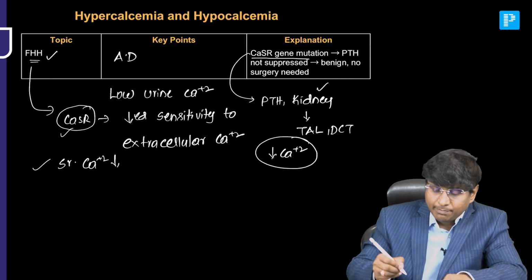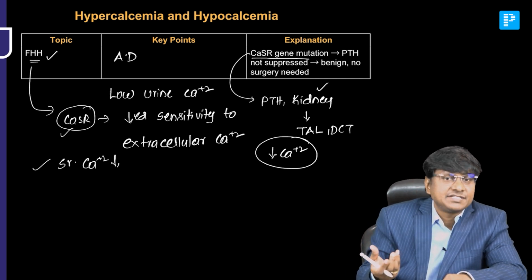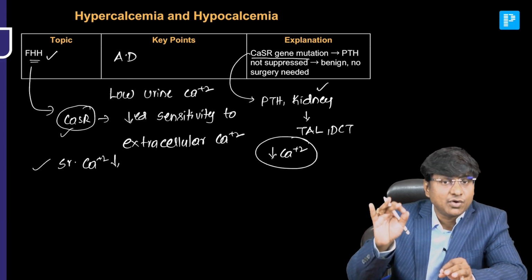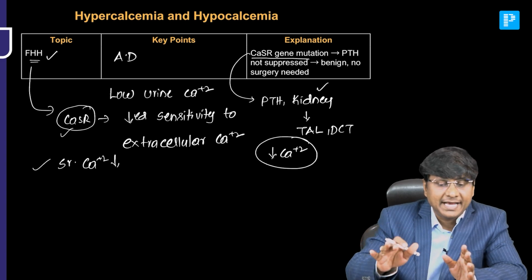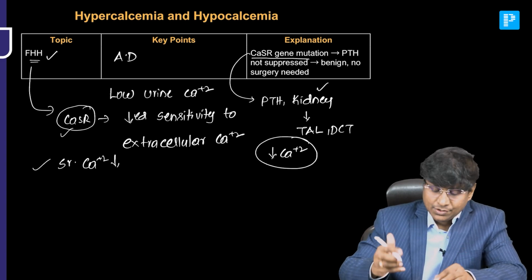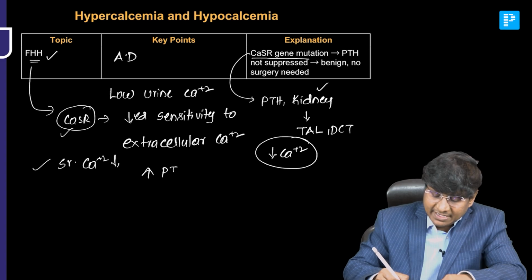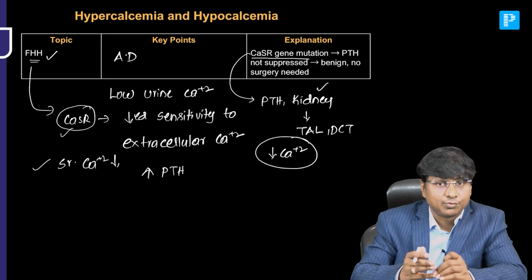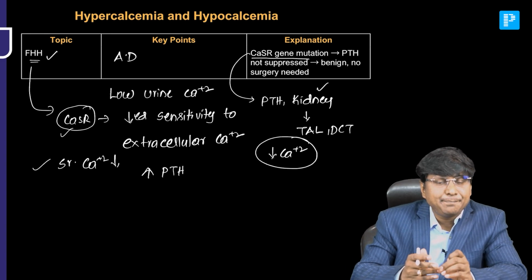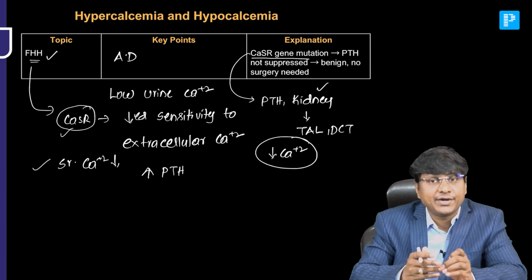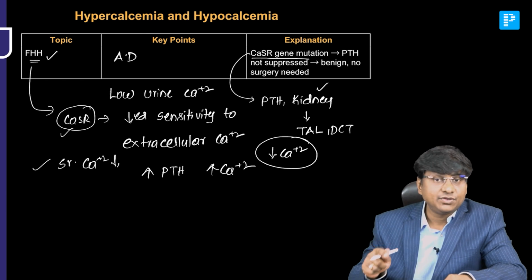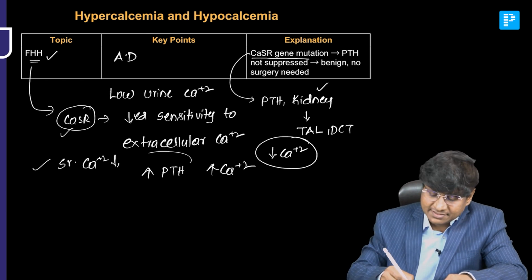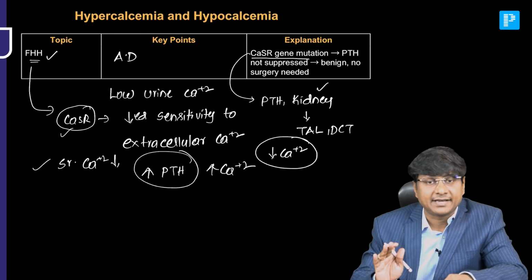Okay? So, because there is a defect in the calcium sensing receptor, the parathyroid gland does not suppress the parathormone appropriately. So, there will be mild elevation of the parathyroid hormone or inappropriately normal parathyroid hormone despite hypercalcemia. Right? Even though there is hypercalcemia, there is mild elevation of the parathyroid hormone.